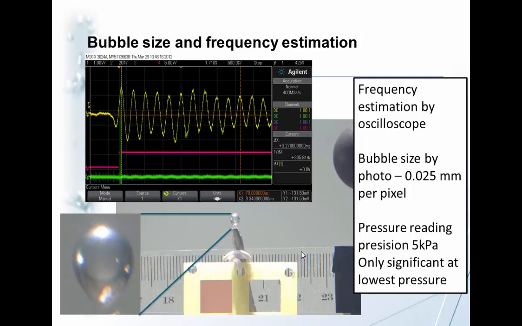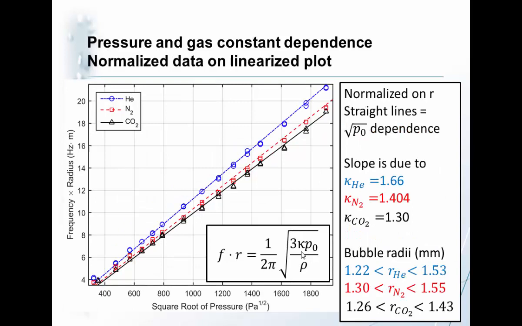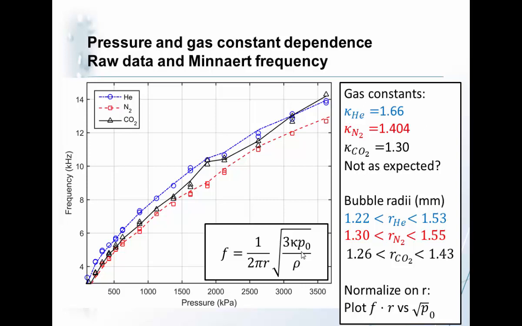So, these are the raw results. We show the pressure here and the measured frequency for all three gases, with helium in blue, nitrogen gas in red, and CO2, carbon dioxide, in black. And from this plot, you see it doesn't look very nice. This is due to the random variations of bubble size in the experiment. So we have to correct for this.